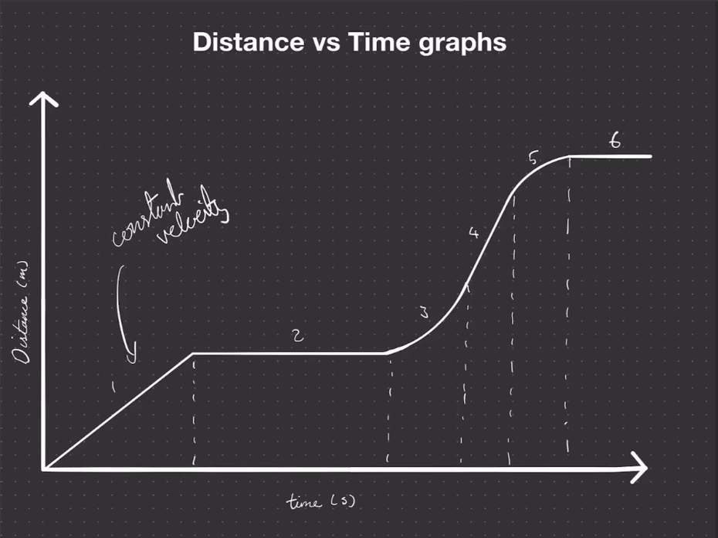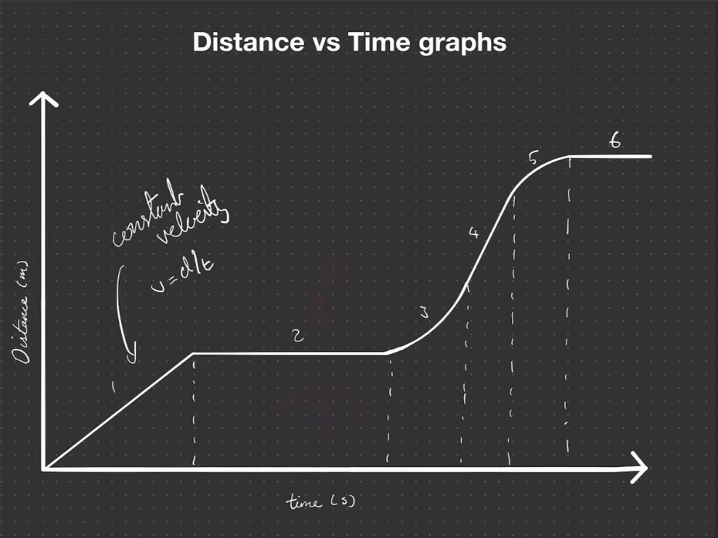Okay, remembering that V equals d over t, and distance and time are changing for us in these parts equally or constantly, so we have a constant velocity. All right, let's look at point 2. We can see that for us, distance is not increasing. Okay, it's not going further up the y-axis, but it is going further along the time axis.